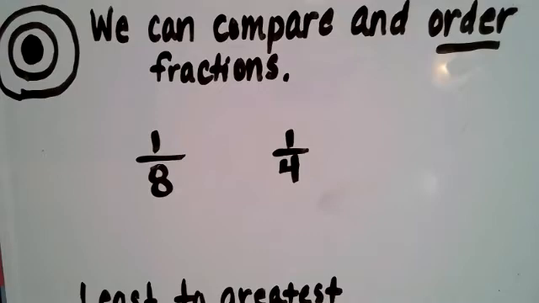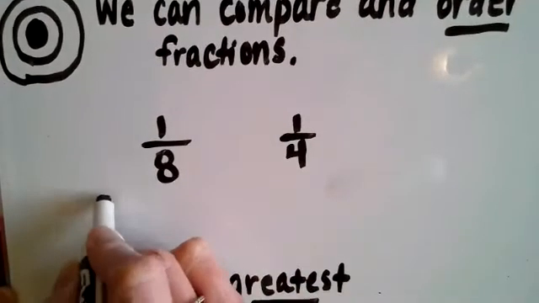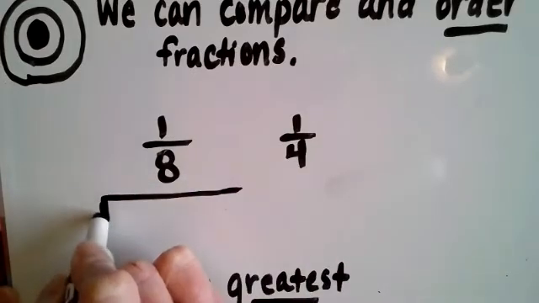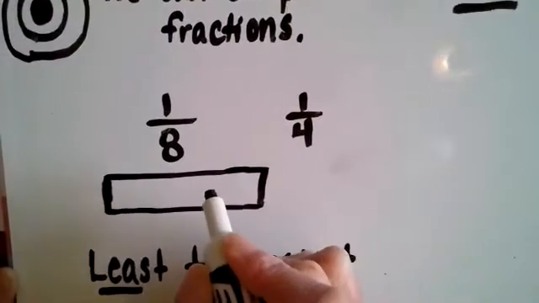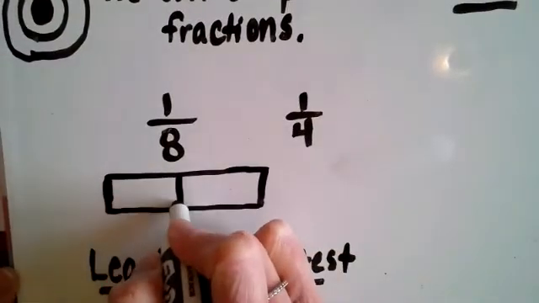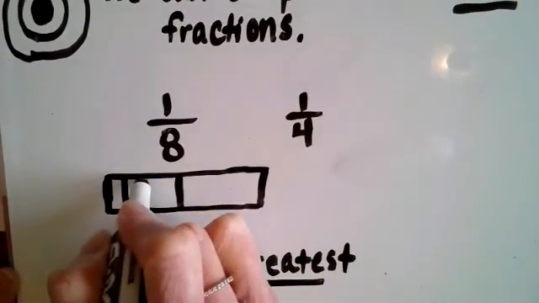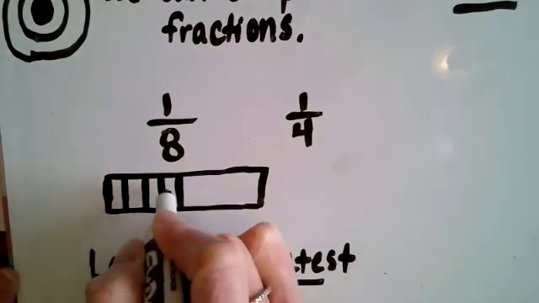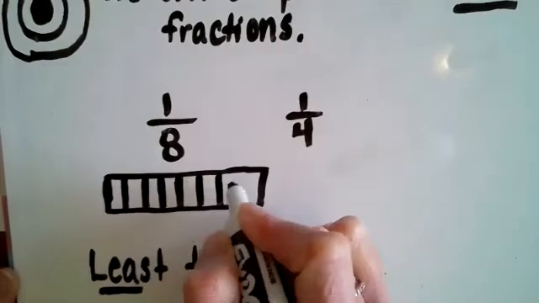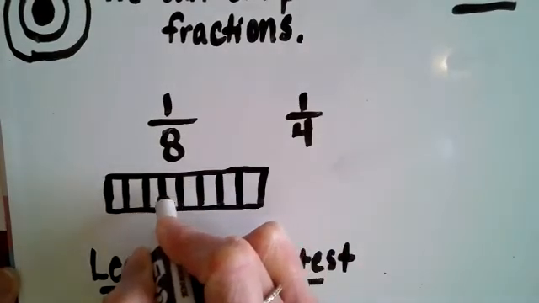Today I'm going to show you how to just use a visual model to support your reasoning for both comparing and ordering fractions. We know that an eighth of a candy bar might look something like this. My denominator, the bottom of my fraction, is going to tell me the number of parts in the whole. Two, three, four, five, six, seven, eight.